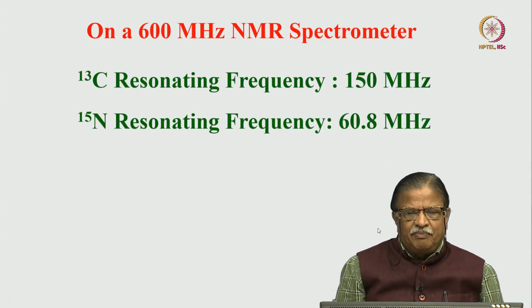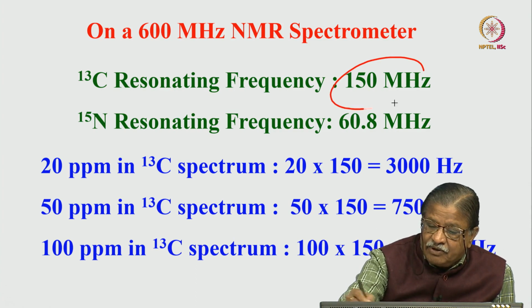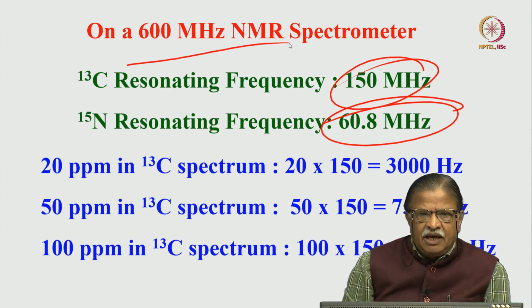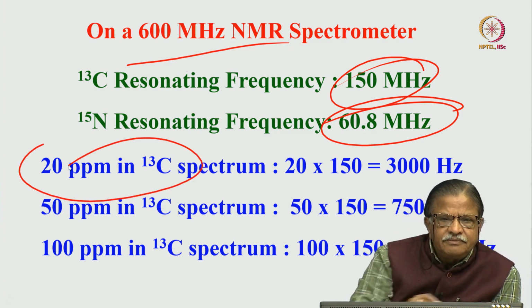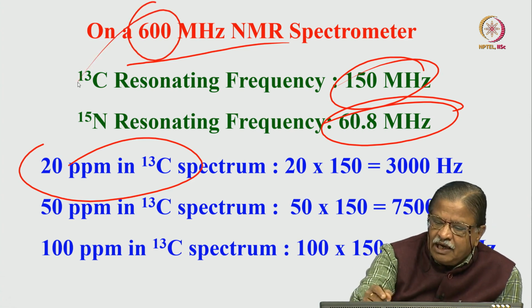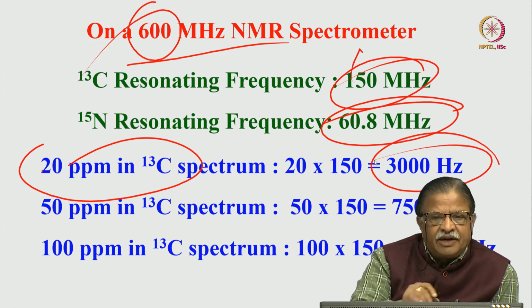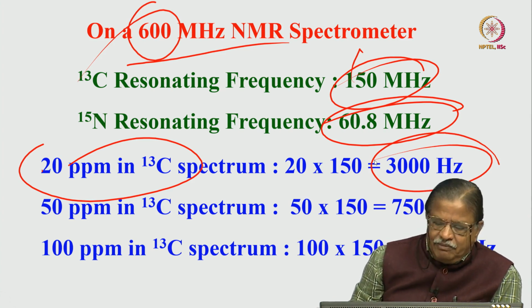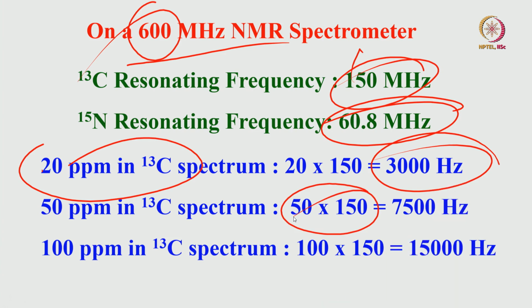Now, let us take few examples. As I told you, carbon 13 comes at 150 megahertz, nitrogen comes at 60 megahertz in the same 600 megahertz spectrometer. Now, what is the value of 20 ppm in carbon? 20 ppm in a 600 megahertz for carbon is 150 into 20, which is 3000 hertz. If I want to calculate 50 ppm, exactly the same. All you have to do is multiply by the resonating frequency, you get 7500 hertz. For 100 ppm in carbon 13, you get 15,000 hertz. This is how we can do that.